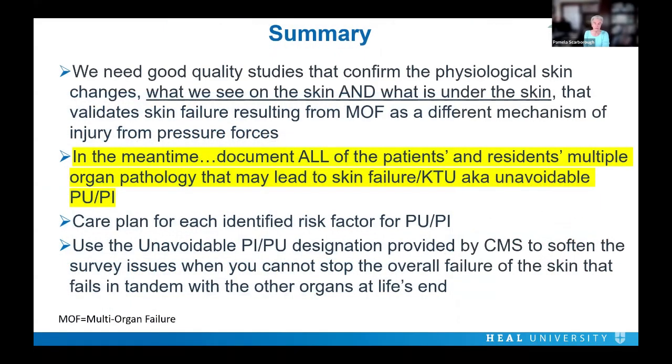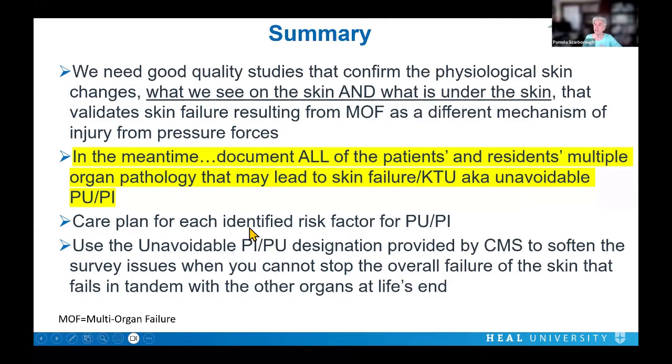So in closing, in summary, we need good quality studies that confirm the pathophysiological skin changes that we see on the skin and under the skin, that validate skin failure resulting from multi-organ failure as a different mechanism of injury from pressure forces. In the meantime, you want to document all your patients and residents' multi-organ pathology that might lead to skin failure or the kidney terminal ulcer.